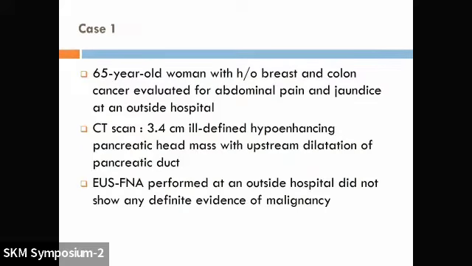Our first case is a 65-year-old woman who was referred to us from an outside hospital where an EUS FNA was performed but did not reveal any definite evidence of malignancy. She had a history of breast and colon cancer and was evaluated for abdominal pain and jaundice. CT scan revealed a 3.4 centimeter suspicious appearing pancreatic head mass with upstream dilatation of the pancreatic duct. A repeat FNA was performed in our institution.